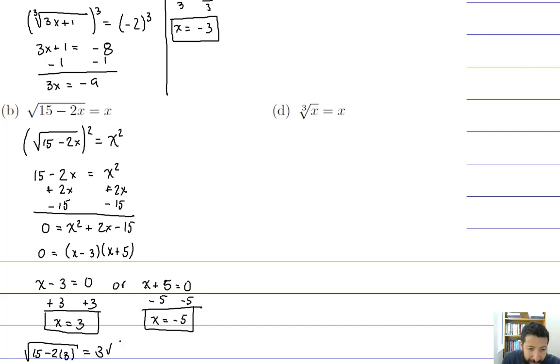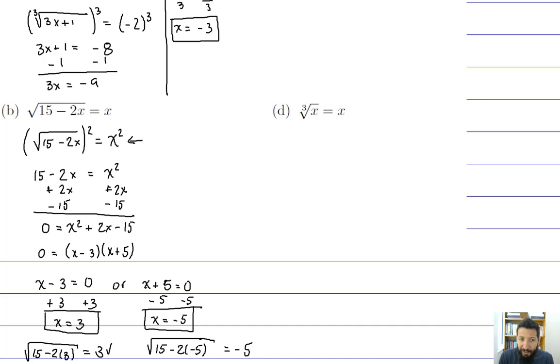However, when I plug in the next one, I get the square root of 15 minus 2 times negative 5, which equals, what is that? Well, it would be plus 10, so 25. The square root of 25 is positive 5. But here, when I plug in the value of x on the right-hand side, I get negative 5. And the reason why this is not working is because when I square it on both sides, I'm kind of ignoring both signs.